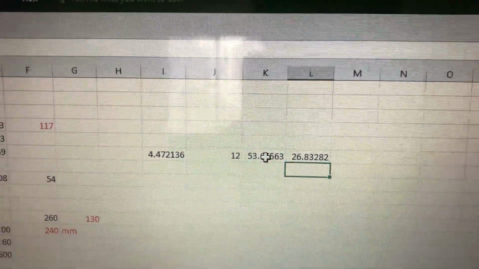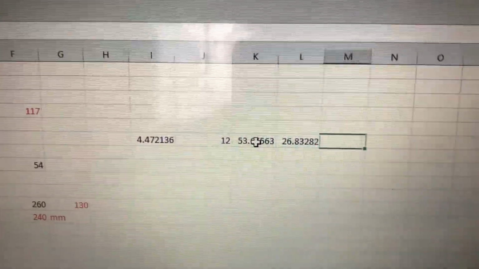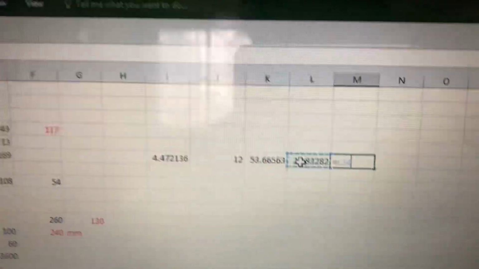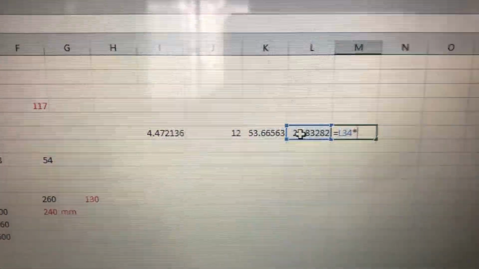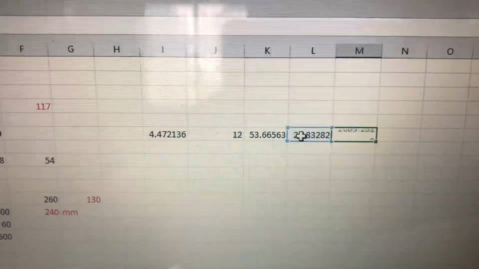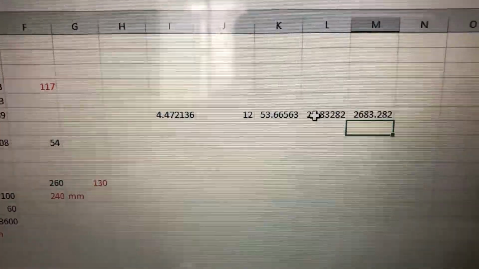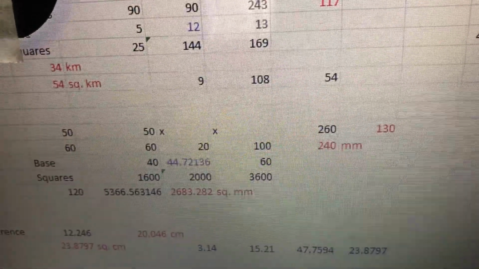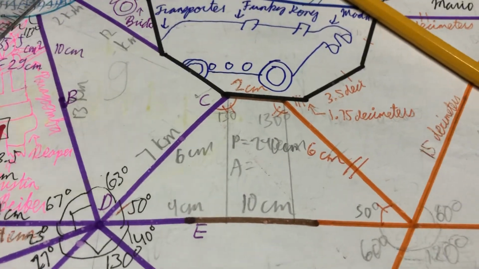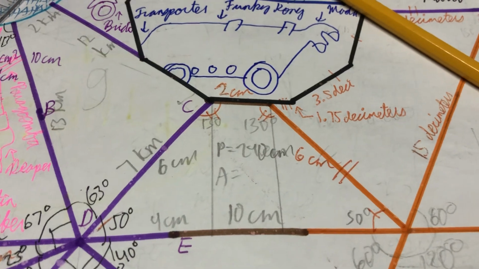If you want it in square millimeters, we multiply by 100. So therefore, click on this cell. Then multiply by 100. And there, you should get 2,683.282 square millimeters, which you also get here. That's all. And that's it. That's how you solve for the perimeter and area of this trapezoid. Thank you, guys.